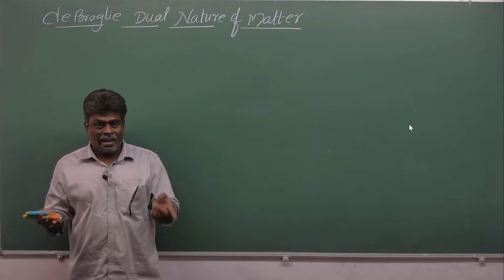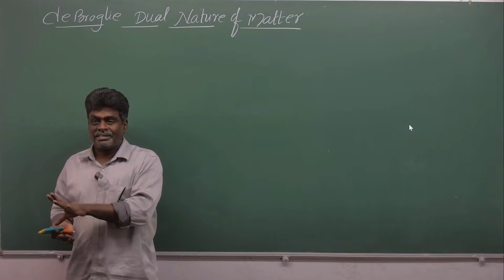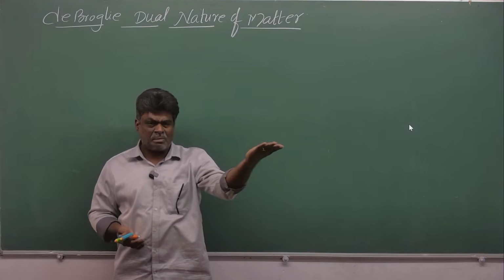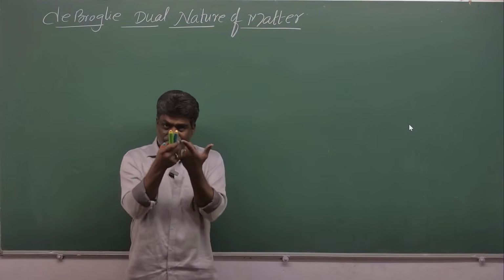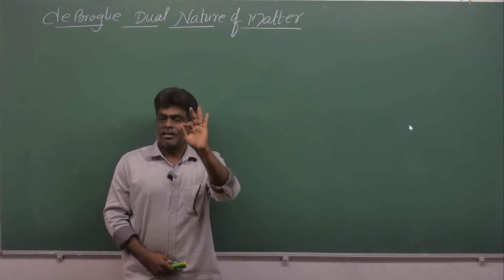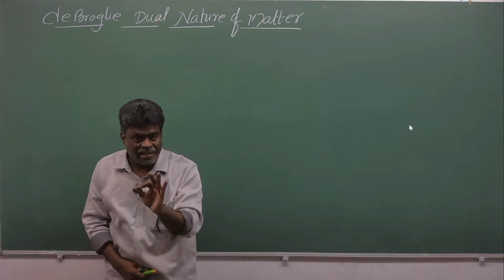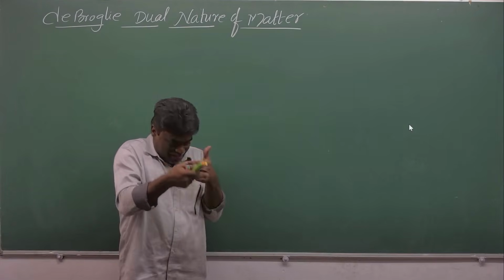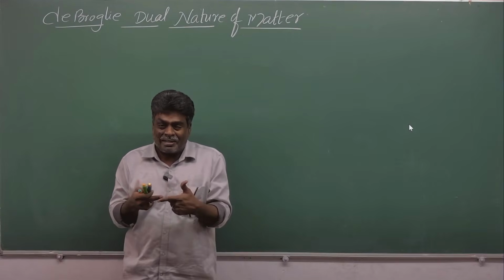Either matter or radiation. If you see something in nature and ask what that is, it is either matter or radiation. So this entire nature consists of two things: one is matter, another is radiation. That's why matter will always be converted to radiation, and radiation will be converted to matter.